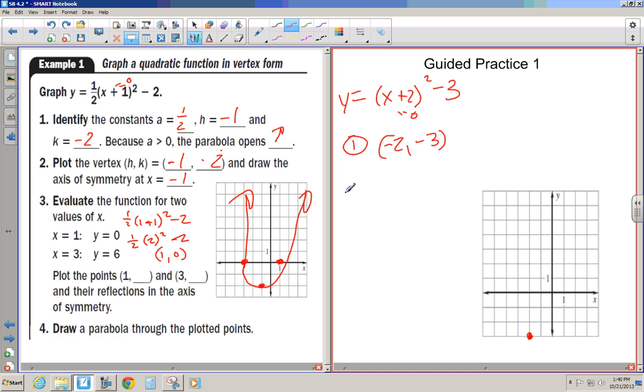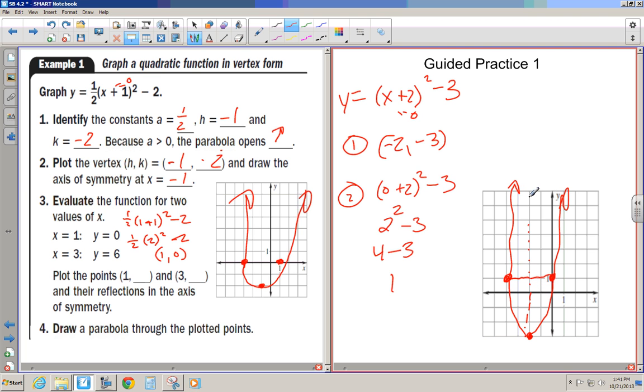We need to find a second point. So let's say 0. 0 plus 2 squared minus 3. So 0 plus 2 is 2 squared minus 3. That's 4 minus 3. That's 1. So (0, 1). There's our second point. It's mirrored over the axis of symmetry. And now we have a nice, pretty curve that is a parabola.